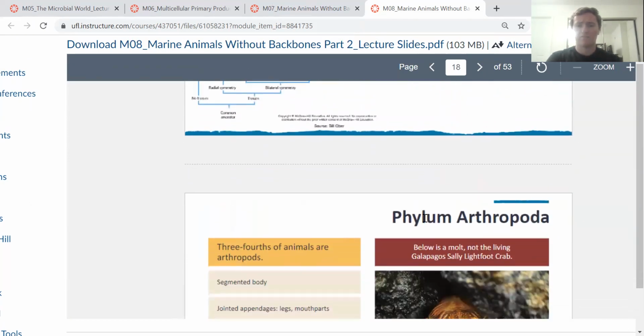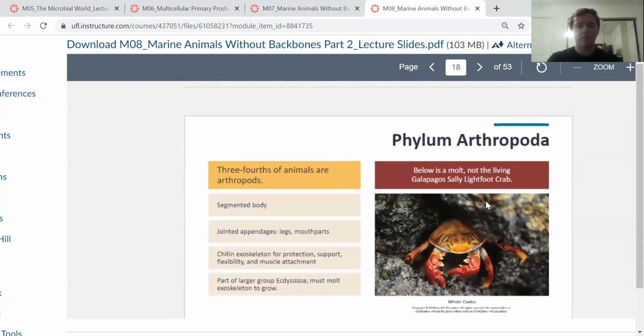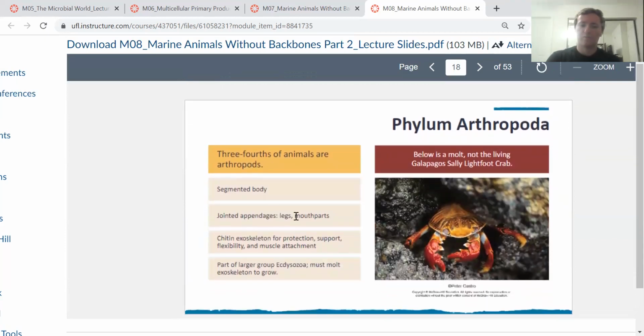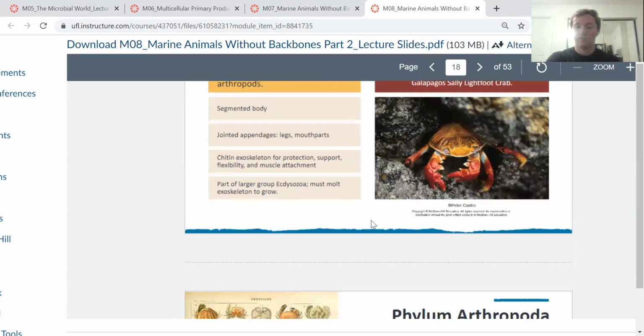So the phylogeny will go into the arthropods, so like your crabs and other organisms like that. The jointed appendages is a very big jump that occurred in this phylum. So joints did arise here. They do have legs and more complicated mouth parts, and their bodies are segmented, just like the worms we talked about a while ago. Chitin is what the exoskeleton is made of, and it's for protection, support, flexibility, and muscle attachment. So chitin is a very, very valuable resource that these arthropod species use.